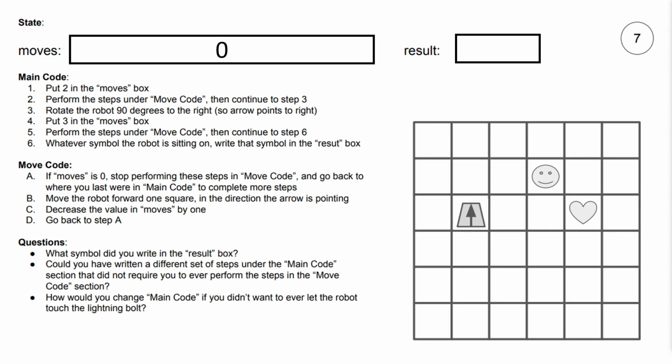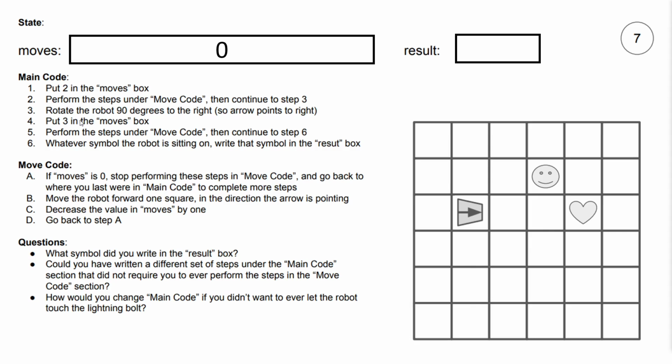If moves is 0, stop performing and go back to where we came from. That was up here in line 2. Perform the steps under move code, then continue to step 3. All right, next up, rotate the robot by 90 degrees to the right. Let me see if I can do that easily. There we go, that looks pretty good.